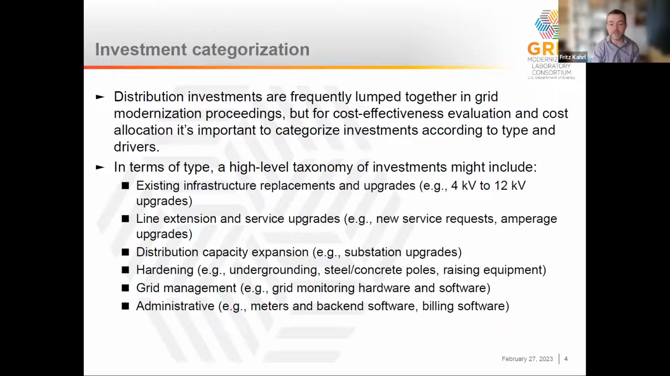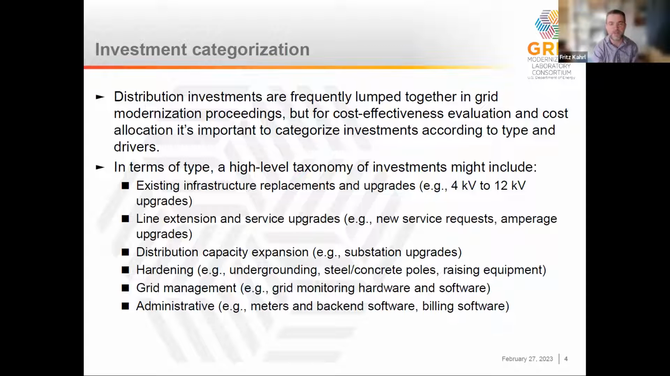For instance, in terms of types of investments, a high-level taxonomy might include replacements and upgrades, line extension and service upgrades, capacity expansion, hardening, grid management, and administrative. Things like grid management software are more clearly aimed at modernizing the grid, whereas for things like upgrades and capacity expansion, the lines are somewhat more blurred.